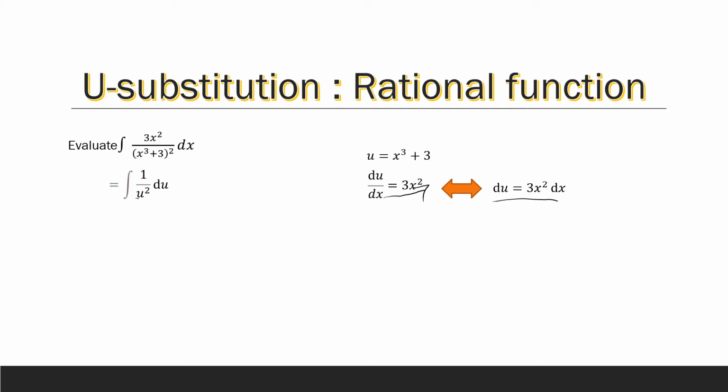So we substitute u here, which is this. It can also be written as u to the power of negative 2. And how we get the negative here is by the power plus 1. So we will get u to the negative 1 divided by negative 1. So we will get this. We must add the plus c here because this is an indefinite integral. After that, we substitute u with x cubed plus 3, and these are the answers.